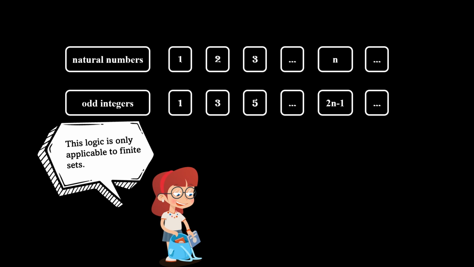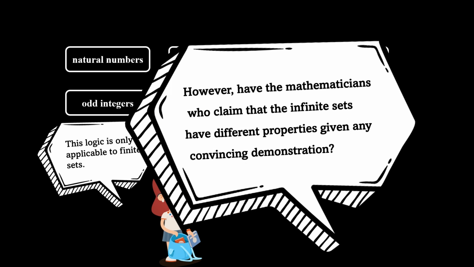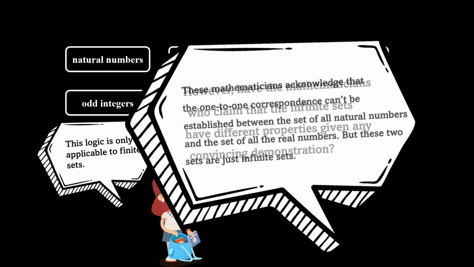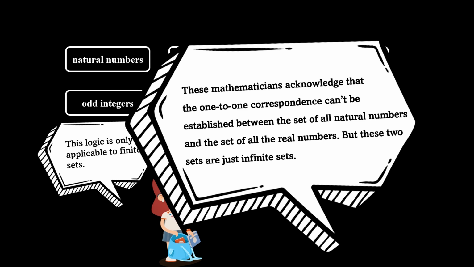Certainly, someone may say, this logic is only applicable to finite sets. However, have the mathematicians who claim that the infinite sets have different properties given any convincing demonstration? These mathematicians acknowledge that the one-to-one correspondence can't be established between the set of all natural numbers and the set of all the real numbers. But these two sets are just infinite sets.